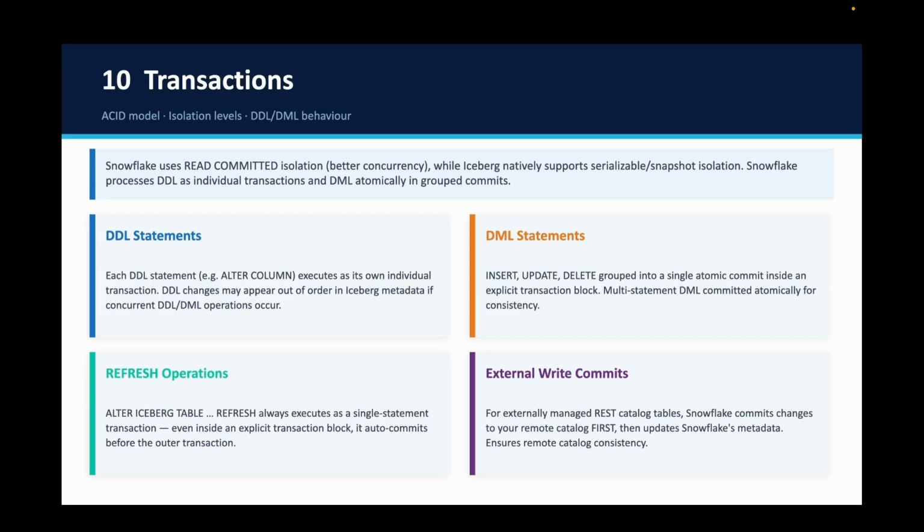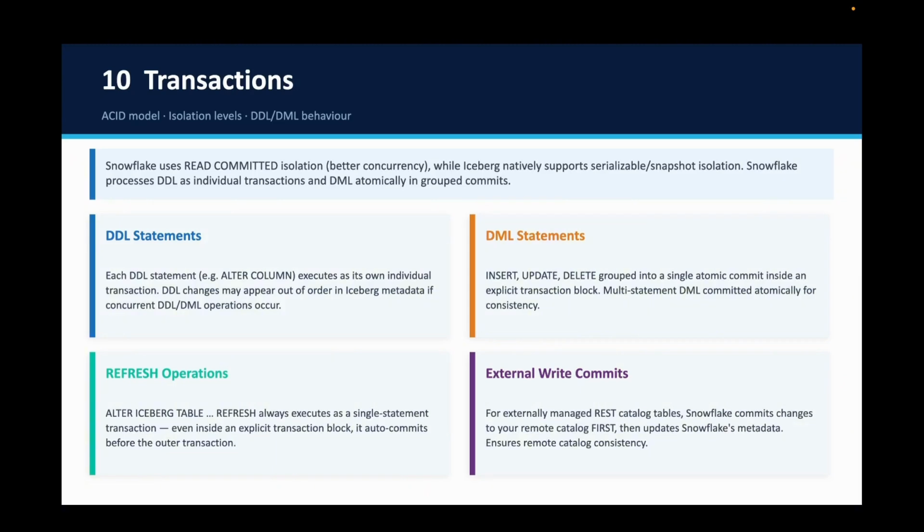Whereas DML automatically in grouped commits, which means, let's say I have 3 insert statements together. Snowflake commits after all 3 inserts are completed. Let's say I have 2 insert statements updated the data, and the third insert statement fails. It rolls back all 3 inserts, all the inserts that are done before this particular third insert statement issue. So Snowflake automatically groups the DML commits.